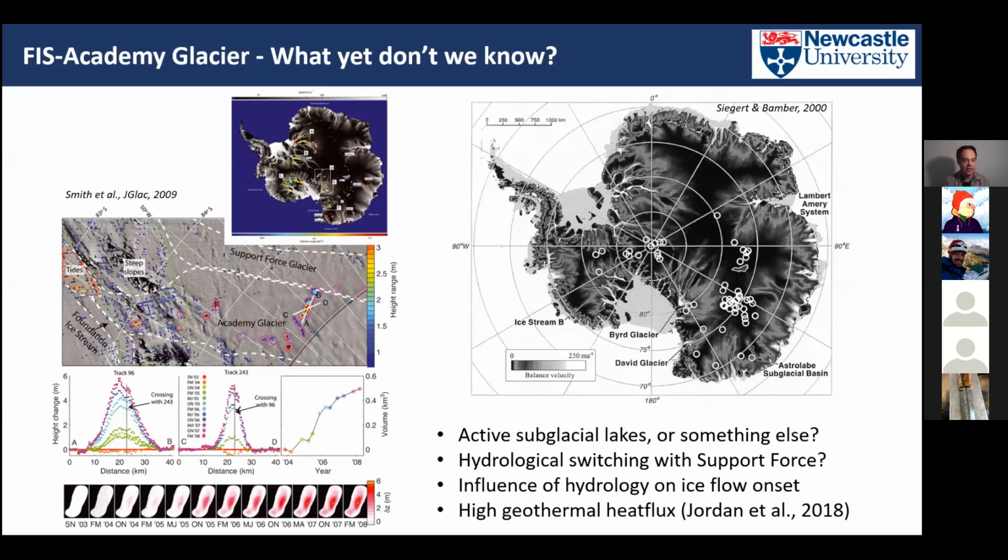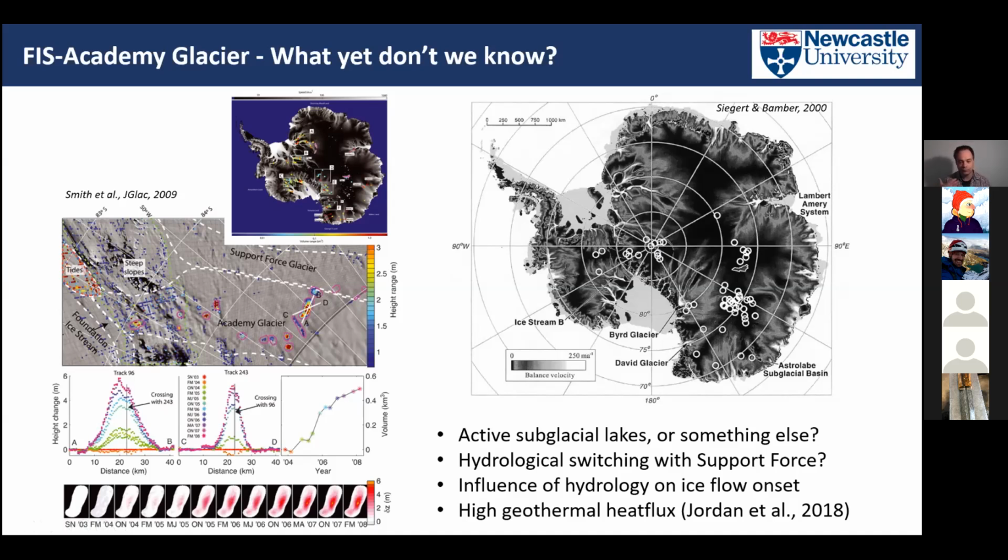The question as well is, is there potential for any hydrological switching or even ice flow switching with the Support Force Glacier? What influence does hydrology have on ice flow onset? I said at the start, from Chateau Carter's paper, that there was water at the head of these ice streams, at the top of Academy in particular. This is the Siegert and Bamber map from 2000, where the white circles are subglacial lakes beneath the South Pole. This is the balance velocities before we had the satellite-derived velocities. Right at the head of Academy, do they influence the onset of the ice stream?